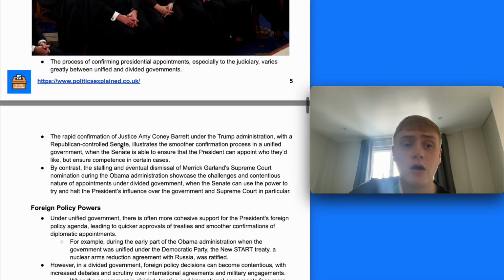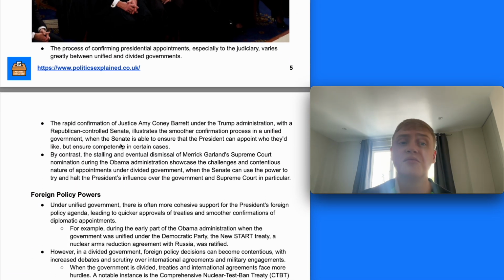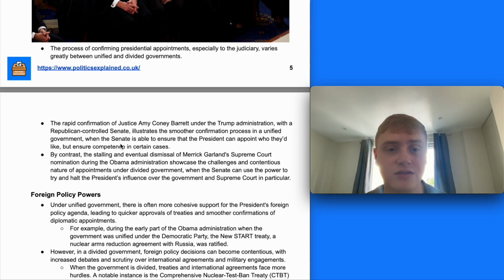In terms of the power of appointments, the process of confirming presidential appointments, especially to the judiciary, varies also based on unified and divided government. And this can really be seen by the fact that there was a rapid confirmation of Justice Amy Coney Barrett under the Trump administration in the last couple of months of his presidency, as there was a Republican-controlled Senate. And this illustrates how a smoother confirmation process happened under a unified government. Effectively it doesn't matter that it wasn't actually a unified government, the key point is that the Senate in particular was controlled by the president's party, even if the House wasn't.